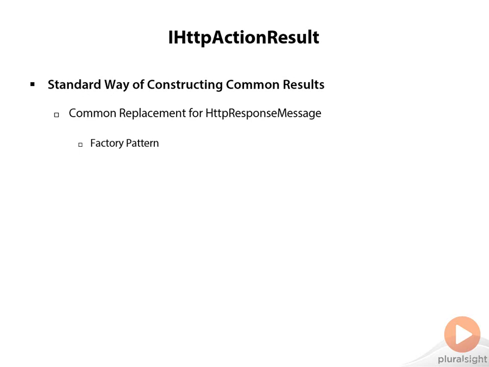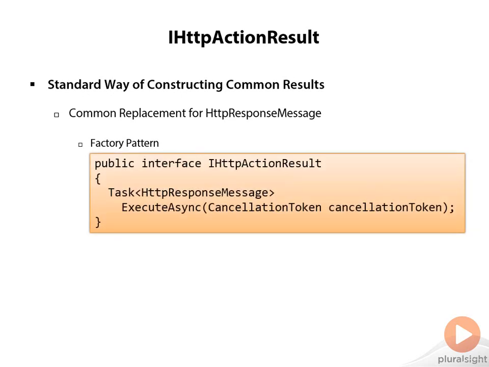This really is a factory pattern. An object that supports IHttpActionResult is actually a factory for returning a HTTP response message. And the interface looks like this. The object that implements the interface is going to allow it to be called asynchronously, and it's passed in a cancellation token, and it expects to eventually get an HTTP response message. So we're using tasks, so it is an asynchronous operation, but essentially this is going to generate an HTTP response message. So this is sort of getting in the middle of you constructing them manually.